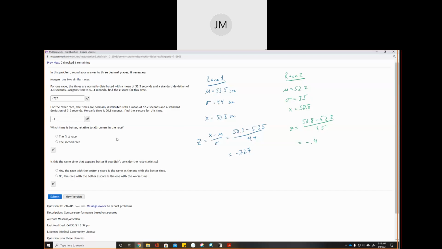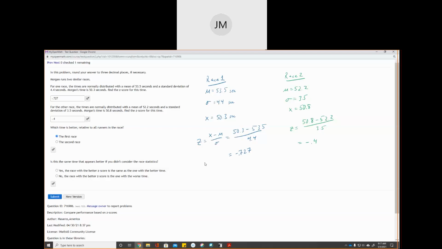Okay, so which time is better relative to all runners in the race? A better time is a lower time. When you're running a race, the person who wins takes the least amount of time to finish the race. So what we want is a time that is as small as possible. Negative numbers are smaller than positive, and a negative z-score means you're below average. So our first race is more in the negatives than the second race. So Morgan did better relative to the other runners in the first race than she did in the second. She is further away from the average based on number of standard deviations.